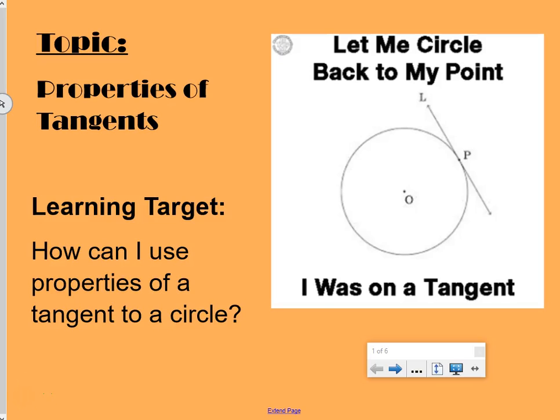Today our topic is properties of tangents. So our learning target: how can I use properties of a tangent to a circle?